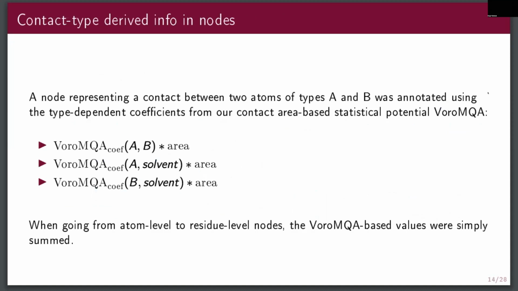And we also add some information about contact types, basically. And it is done using statistical potential coefficients from our previously developed method, VorMK. So we have a VorMK coefficient for a contact between atoms A and B. And also we just consider what would happen if the contact was disappearing and those atoms would contact with solvent. And we also multiply the coefficients by area so that, once again, we can sum them when we go from inter-atom contact graph to inter-residue contact graph.